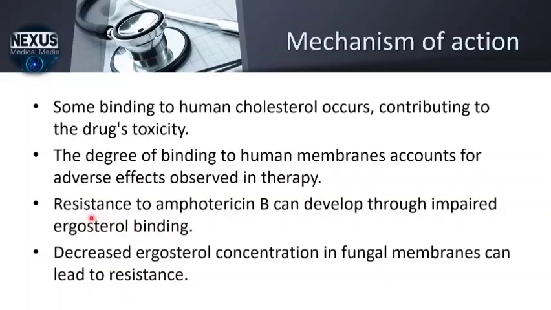The resistance to amphotericin B can be through impaired ergosterol binding, right? What will happen is, well, this is very rare, but some fungi may alter the structure of ergosterol so that amphotericin B may have trouble binding to ergosterol. Another thing that can happen is decreased ergosterol concentration in the fungal membrane. That can also lead to resistance because amphotericin B now has nowhere to bind.